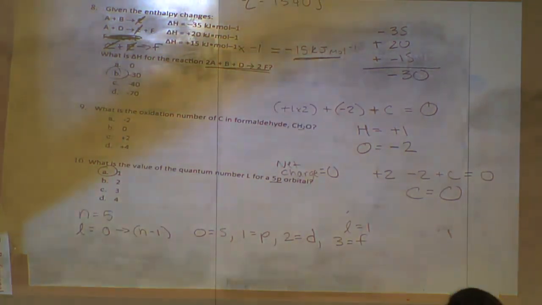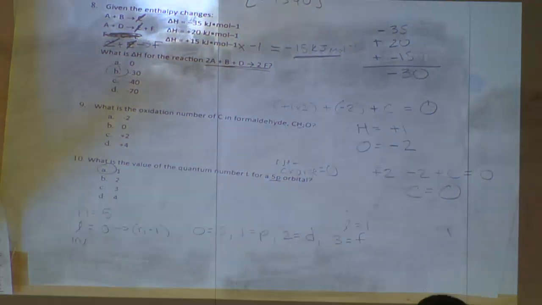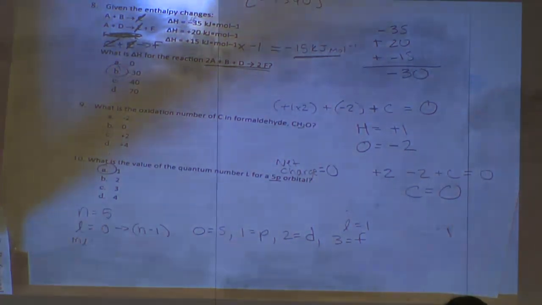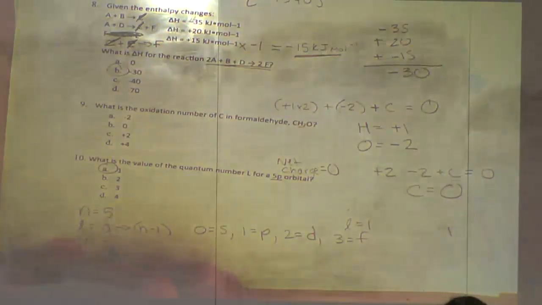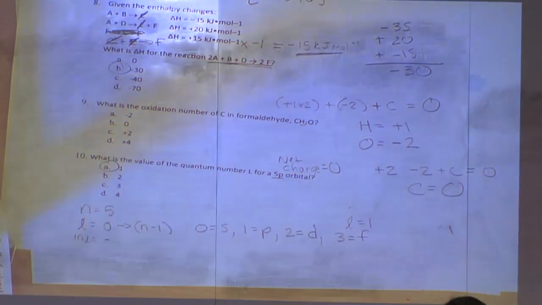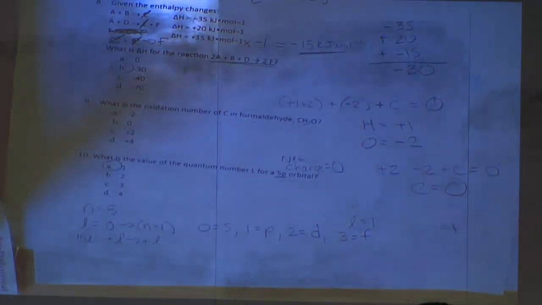And then our ML, which is the next quantum number, the magnetic quantum number, can have a value range from where to where? Negative what? Negative, there you go. So, if we want to make it more general, it's negative L to positive L. Whatever L you're talking about, if L equals 1, then it can be anywhere from negative 1 to 1. Does that make sense?